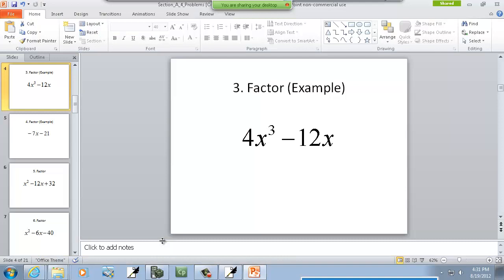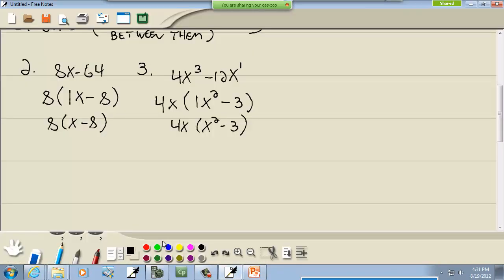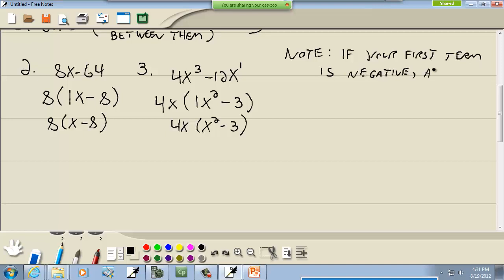Now the next one has a special note that goes along with it. Let me write the note down first. It says if your first term is negative, always factor out a negative. So if your first term's negative, always factor out a negative.